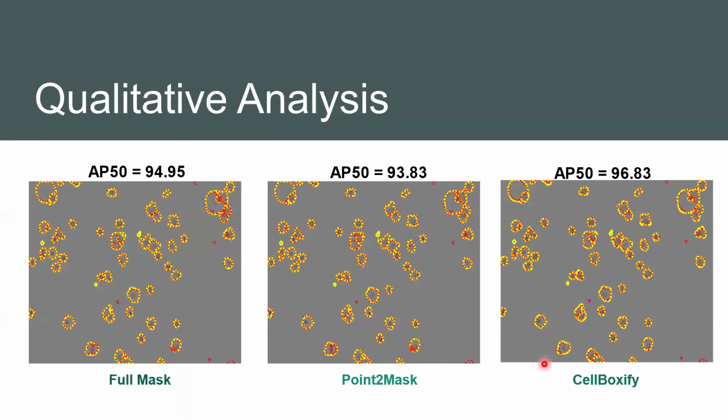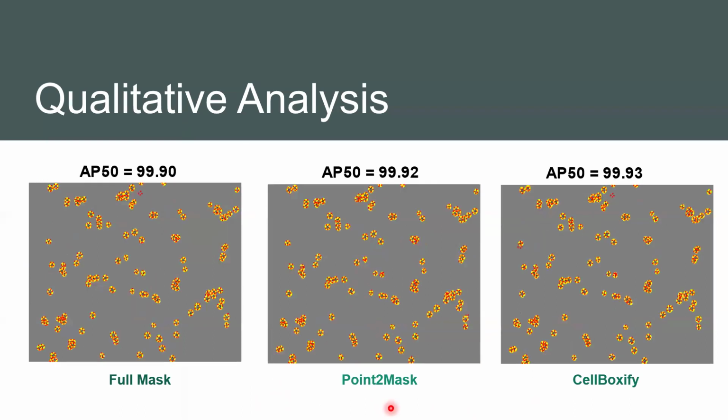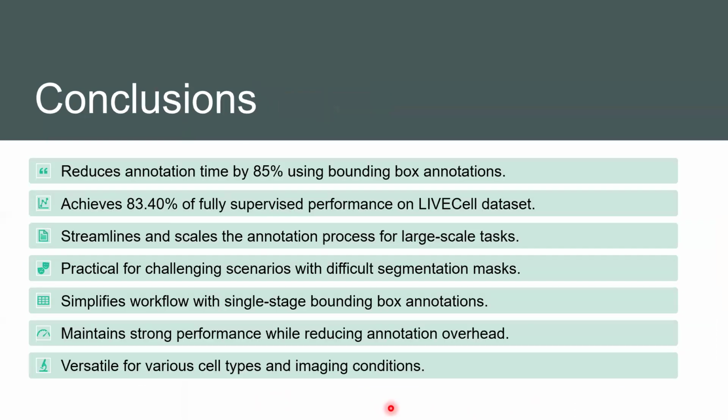And here are some of the qualitative comparisons. Here the solid yellow lines represent the ground truth, and the dotted red lines represent the predictions made by the model. And you can see Cellboxify performs on par with Full Mask and Point to Mask. Similar results can be seen here.